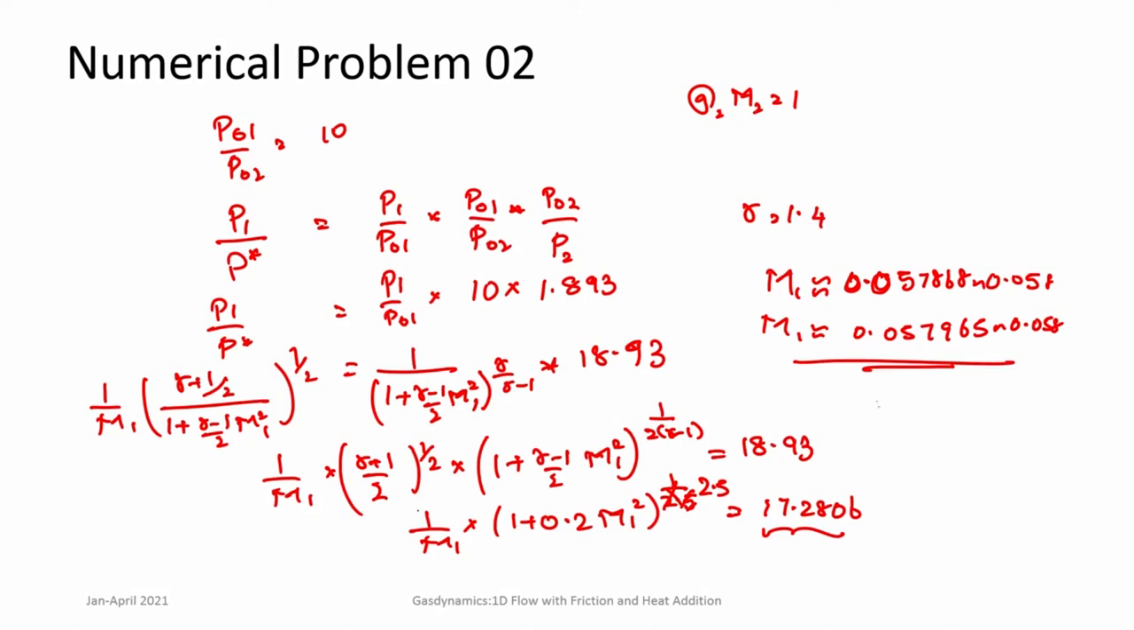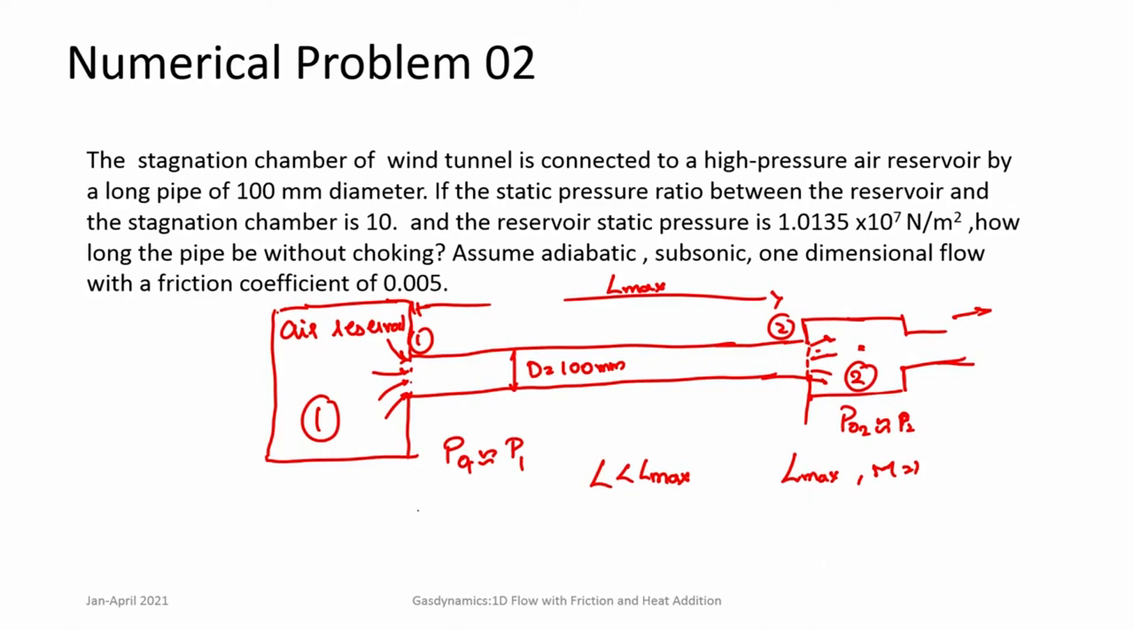Once you know this, you can get L star by finding out what is 4F L star by D for this Mach number. This turns out to be 207.14. Therefore, L star is 1035.69 meters. So any length which is smaller than this L star will not have a choked flow. So this is a nice applied problem where the pressure ratio was given across the reservoirs, and the maximum length at which choking would occur is found.